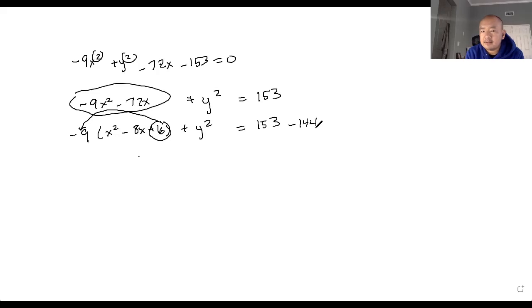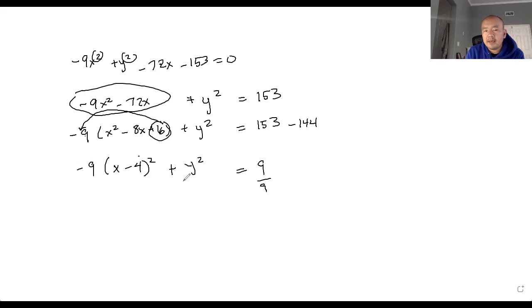Okay, so I'm hoping that makes sense. When you complete the square, remember, you look at the b term. If you look at standard form, the b term is the number in front of the x to the first power. So that's 8. 8 divided by 2 is 4. 4 squared is 16. Then I multiply these two to get the 144. So it would be negative 9 times x minus 4 to the second power, plus y squared is equal to 153 minus 144, which is 9.